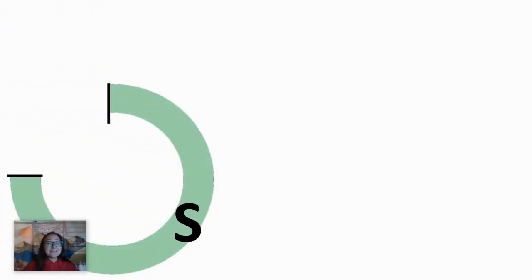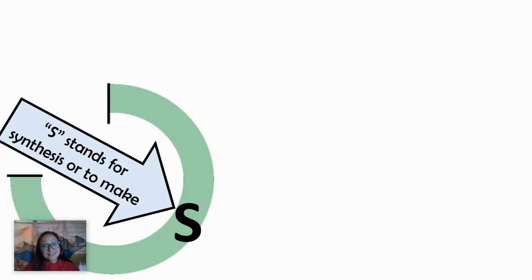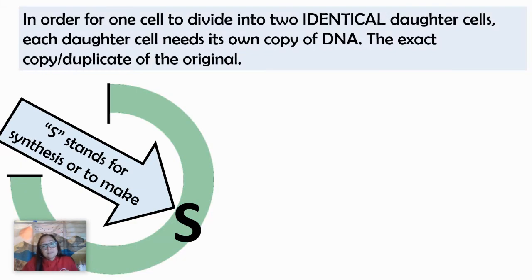So S is going to stand for synthesis. And synthesis means to make. So we want to think to ourselves, what are we making in S phase? So remember, we're starting with one cell and we're hoping to end up with 2 identical daughter cells. So we need to take all of the DNA in the nucleus of that cell and make a copy of it. So each daughter cell has an exact copy of the original DNA from that parent cell. So the cell we start with is called the parent cell, and then it divides into 2 daughter cells, but they're going to be exact copies of each other.